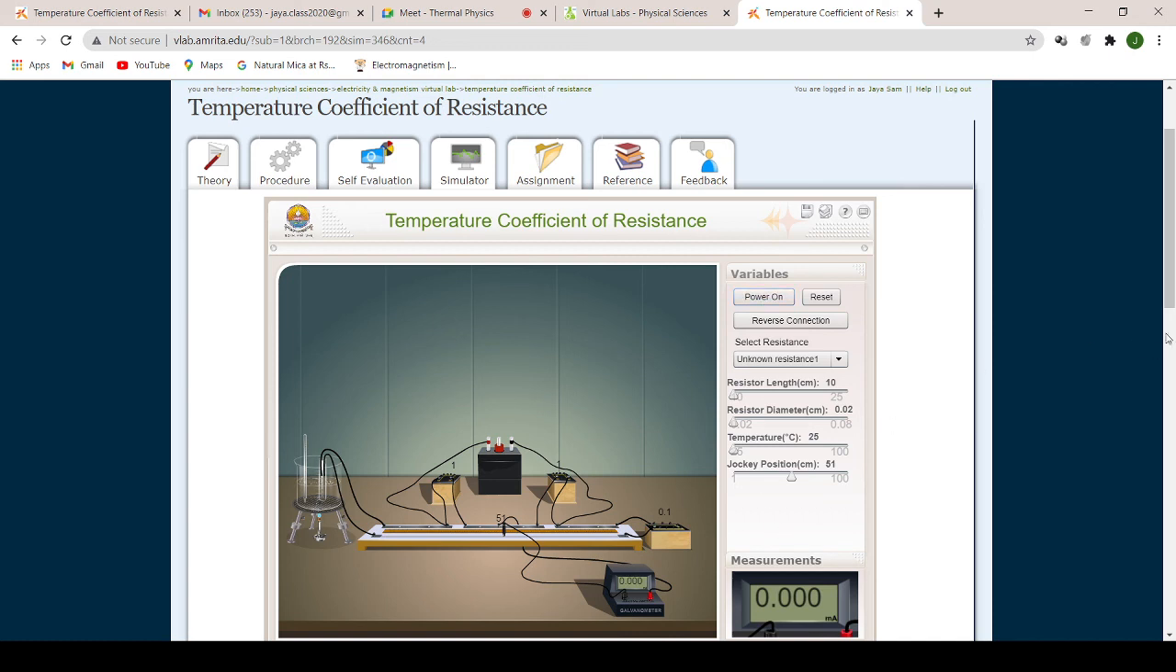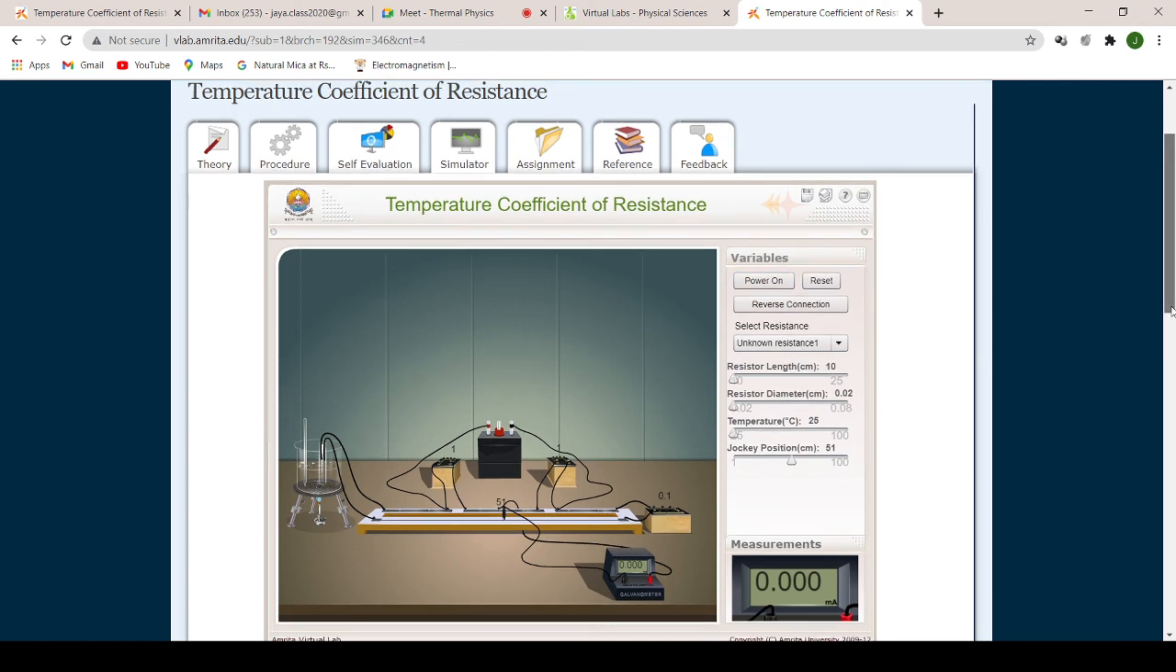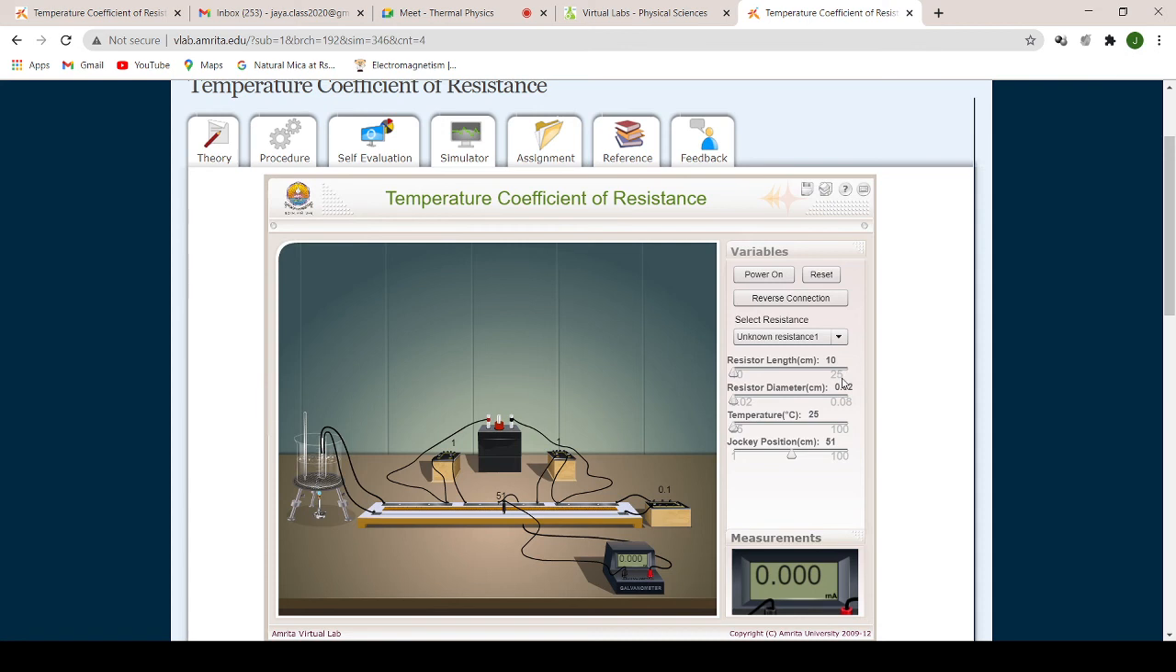One advantage when you do it in the virtual lab is that you can very conveniently switch off the power and switch it on as and when you want. But that is not the case when you do it in the lab. You have to be very careful in the lab. So when you go to the next temperature, you switch off the power.